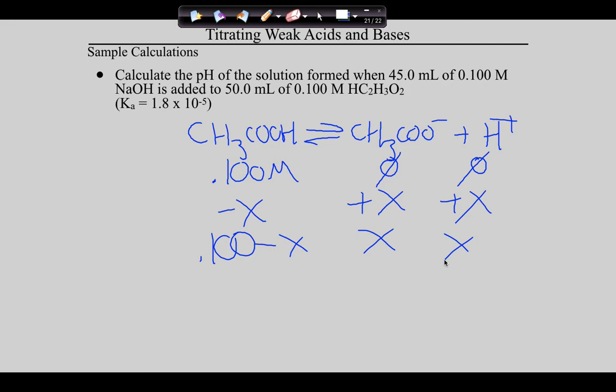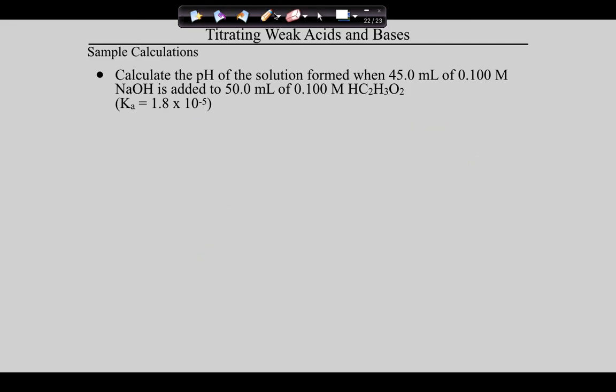You did these last test. All we need is an ice box. Ka is equal to products over reactants, and then the minus x factors out. We okay? Okay. That's not what we're doing here. Glad we talked about that, though.